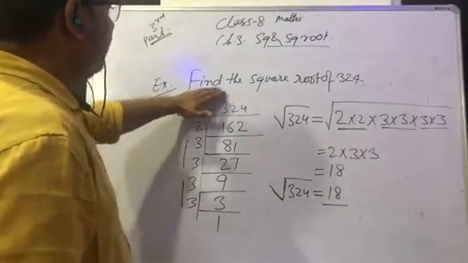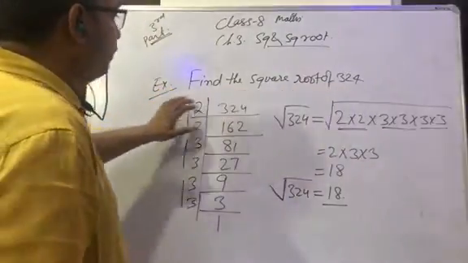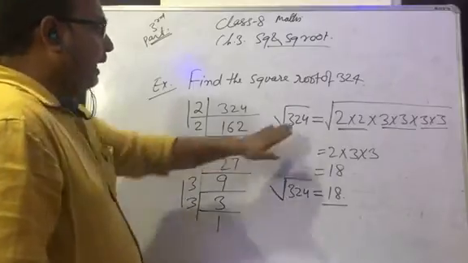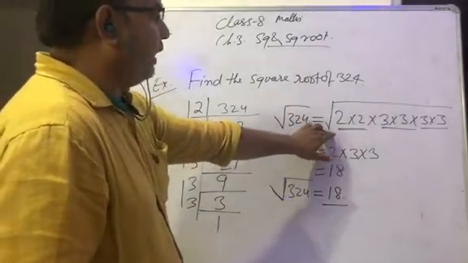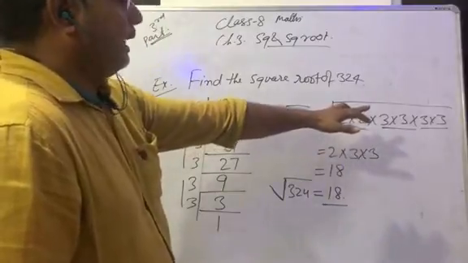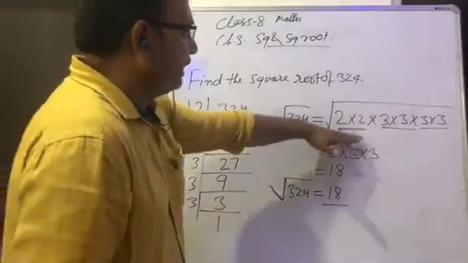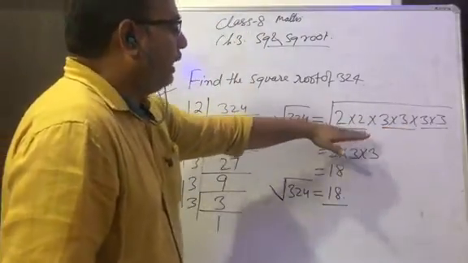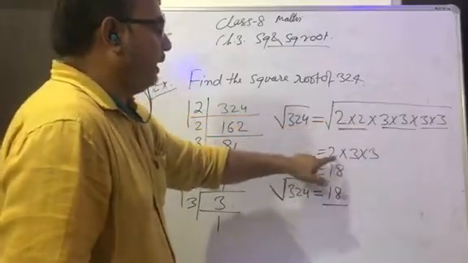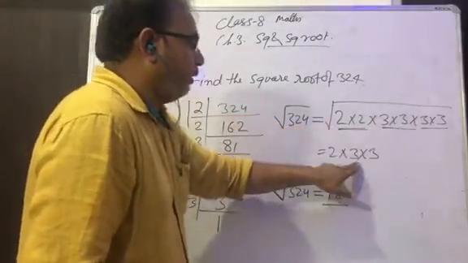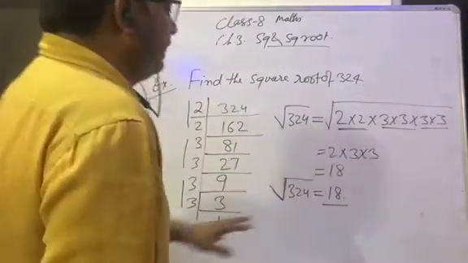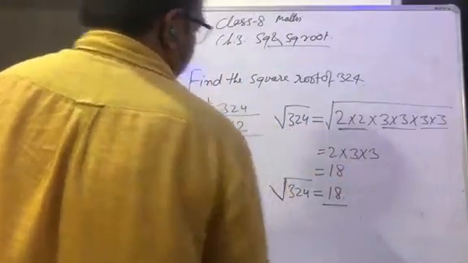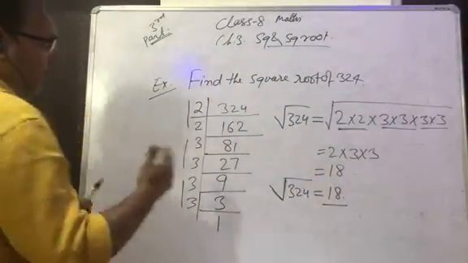So for finding the square root of 324 by the prime factorization method, you just prime factorize it and write under root 324 is equal to under root 2 times 2 times 3 times 3 times 3 times 3. You can see there are pairs of numbers, so you can take out one number from each pair. 2 and 2 is a pair, you take out 2. Then 3 and 3 is a pair, you take out 3. And 3 and 3 again, 3. So 3 times 3 is 9, and 9 twos are 18.